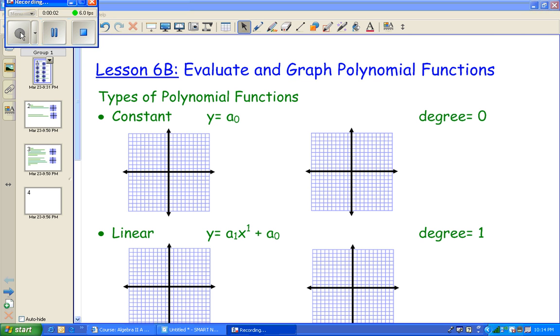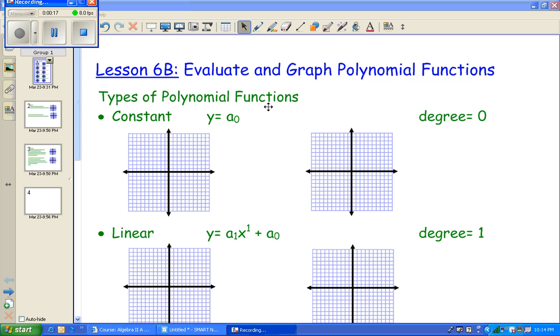Lesson 6b, Evaluate and Graph Polynomial Functions. This is a lesson that's just going to have you think about all the components that go into a polynomial function and how they play a role in what the graph may look like.